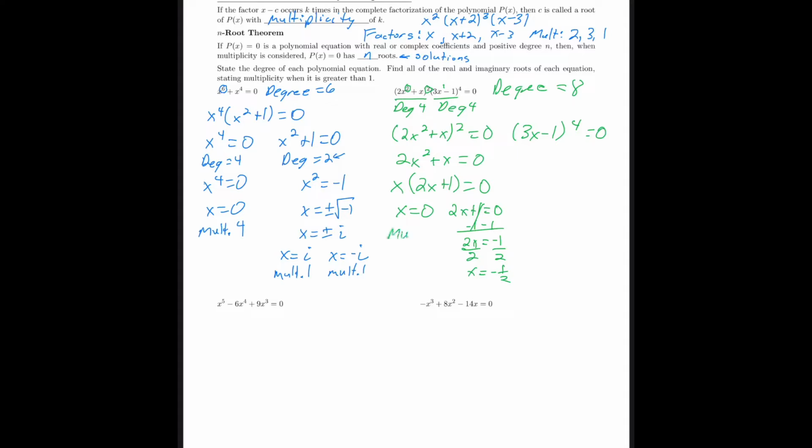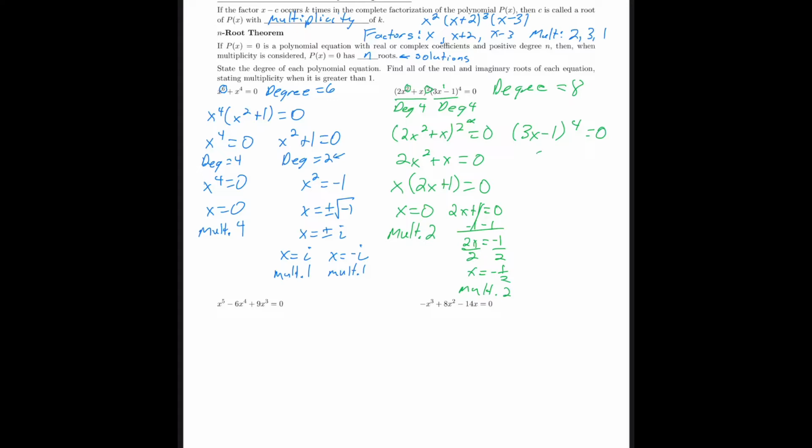And solve. So x equals 0 is one solution. Subtract 1. So 2x equals negative 1. Divide by 2. So x equals negative 1/2. And notice over here, I should have had 4 because the degree of this factor was 4.